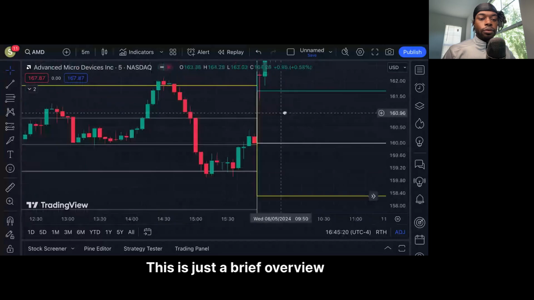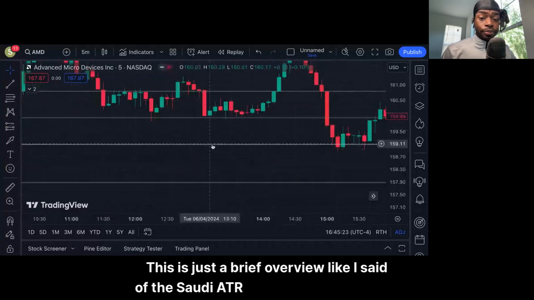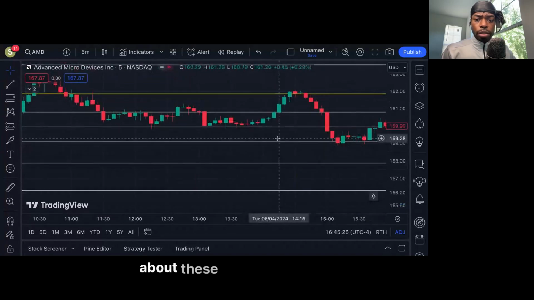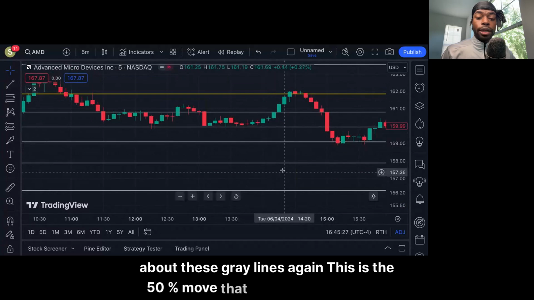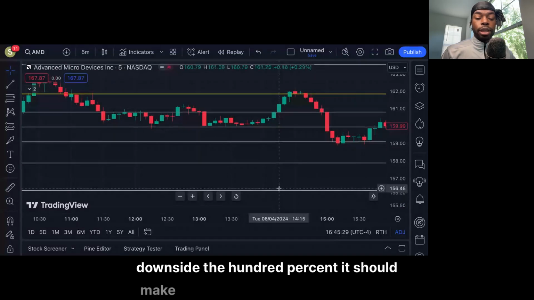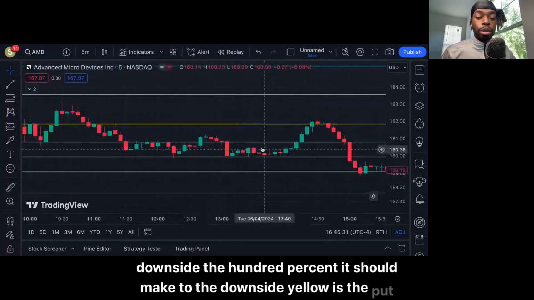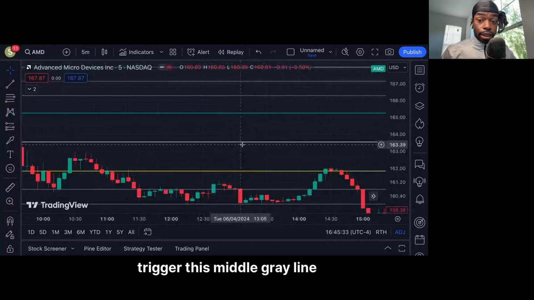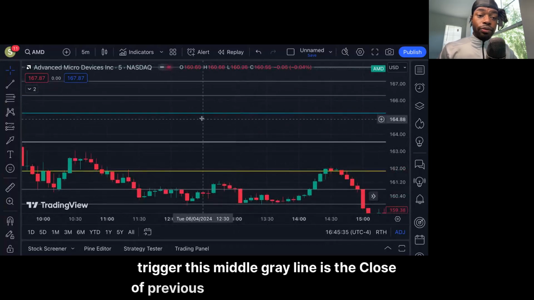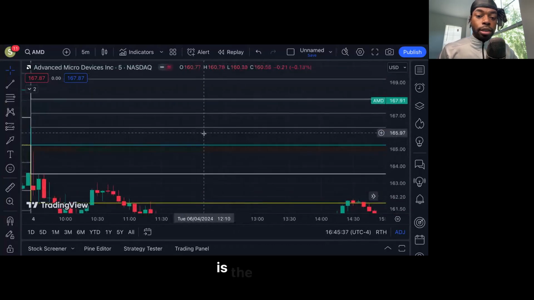This is just a brief overview, like I said, of the Saty ATR. And when we're talking about these gray lines, again, this is the 50% move that it should make to the downside, the 100% it should make to the downside. Yellow is the put trigger. This middle gray line is the close of previous session, and then the blue line is the call zone.